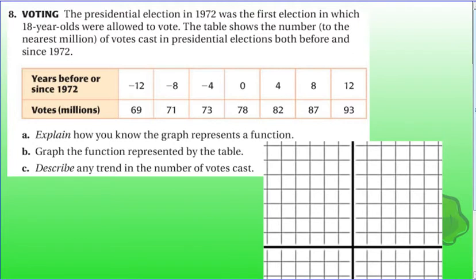First off, how do we know that this graph represents a function? Do you remember what a function is? A function says that for every input, for every x value, there's exactly one y value. Well, I do not have any x values being repeated, which means this will be a function because there's only one output for each input. For example, if I had a negative 4 going to both 73 and 93, that would not be a function. So this is a function because each input has one output.